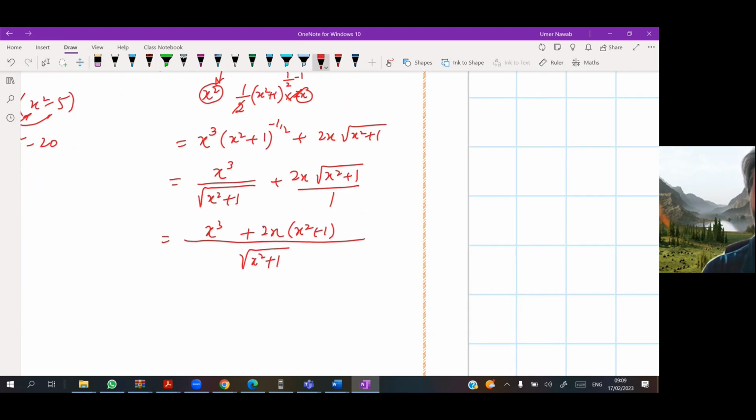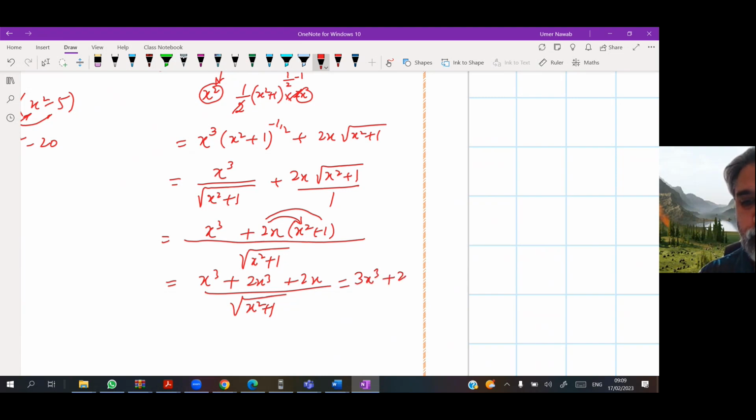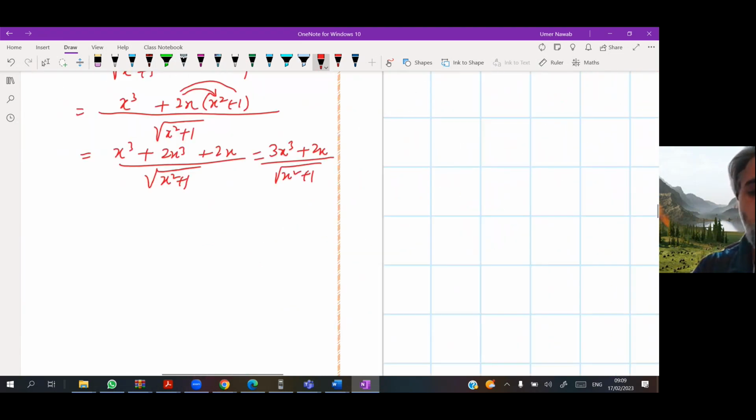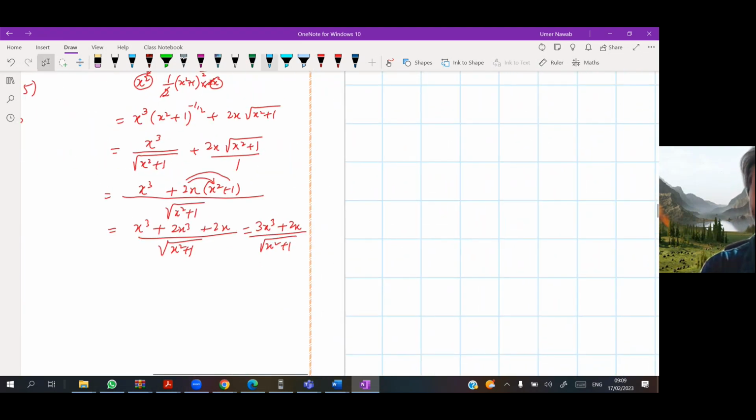And then finally, you open the brackets. So x cubed plus 2x cubed plus 2x. But again, I'm saying it is needed only when the examiner wants you to get this form. 3x cubed plus 2x over square root of x squared plus 1. So you may stop here or here.